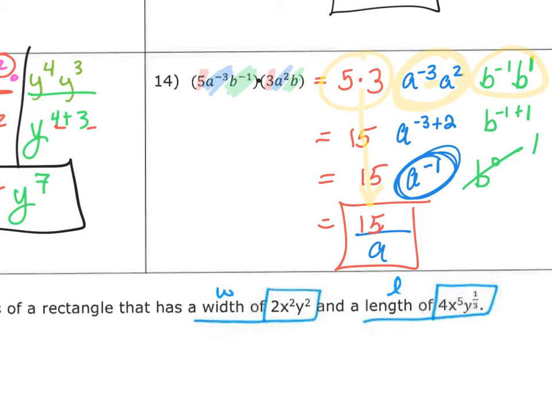I see that I have the same base, which means I can add these exponents. Negative 3 plus 2 is negative 1. Then I look at the b's. b to the negative 1 plus 1 is 0. Anything to the 0 is 1. It is now gone. I notice this a has a negative exponent. It says move me, which means I change the location. And there I have my answer.